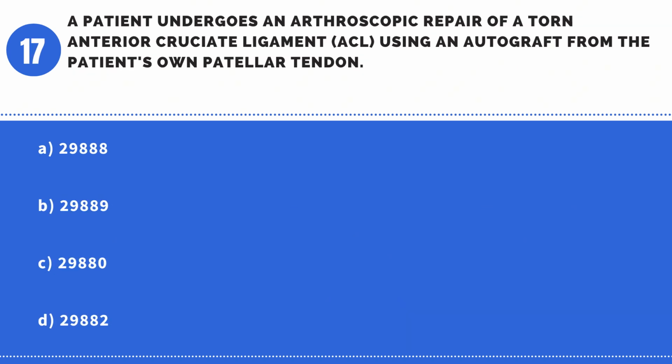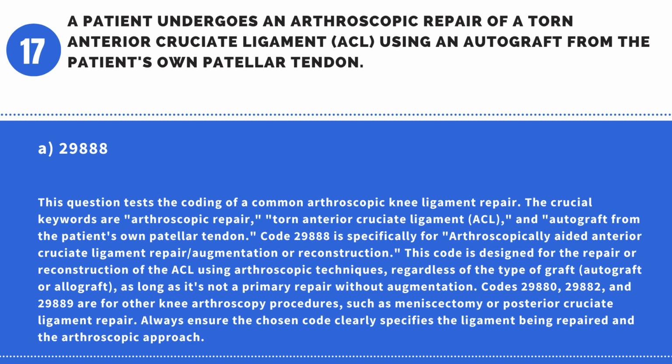Question 17. A patient undergoes an arthroscopic repair of a torn anterior cruciate ligament, ACL, using an autograft from the patient's own patellar tendon. A. 29,888. B. 29,889. C. 29,880. D. 29,882. Answer, A.